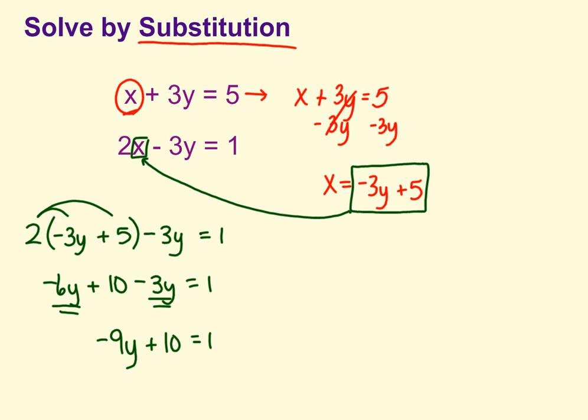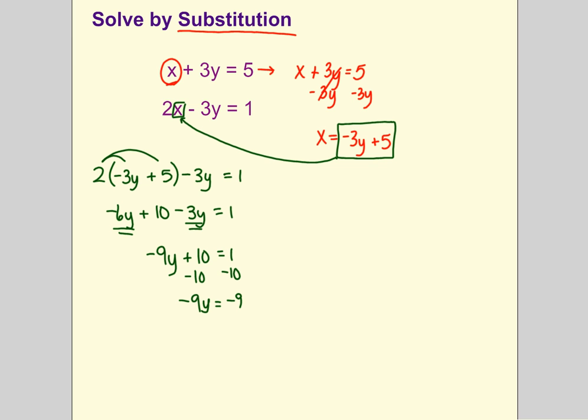And then we just keep solving for y. Subtract 10. So negative 9y equals negative 9. And then our last step, divide both sides by negative 9. And y equals a positive 1.